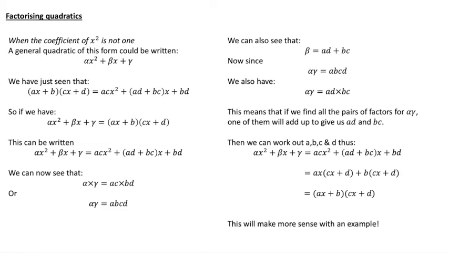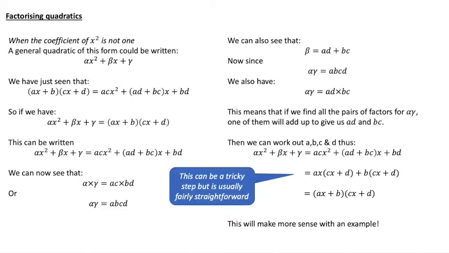Now this is hard, but this is A-level. But this will make much more sense if you look at an example. That process, by the way, that middle line in there, it can be tricky, but usually it's relatively fairly straightforward. Okay, so factorising quadratics when the coefficient of x squared is not 1, continued.